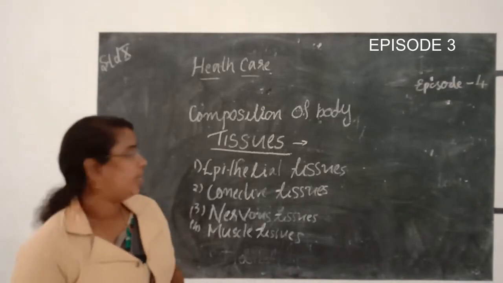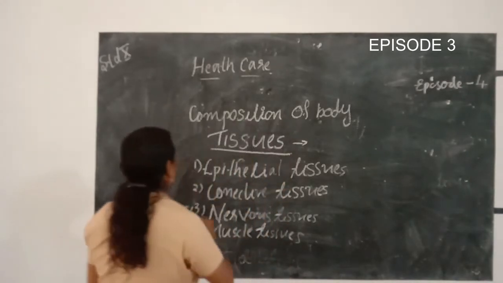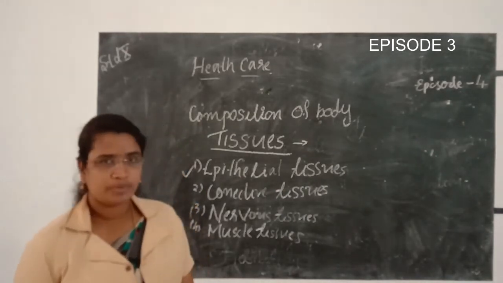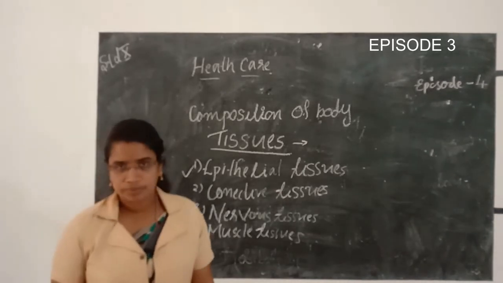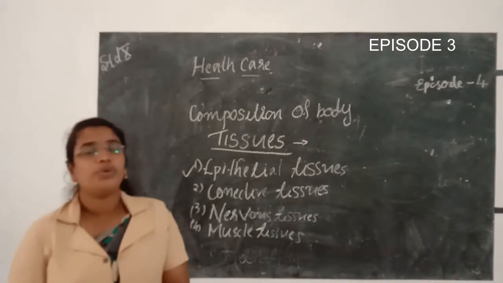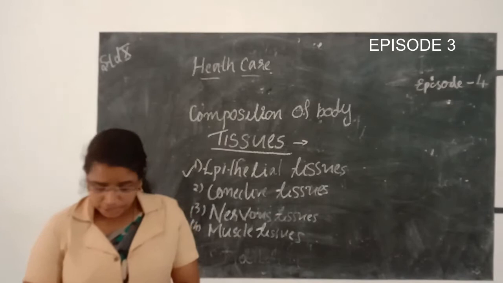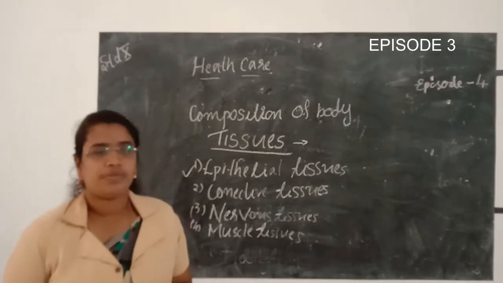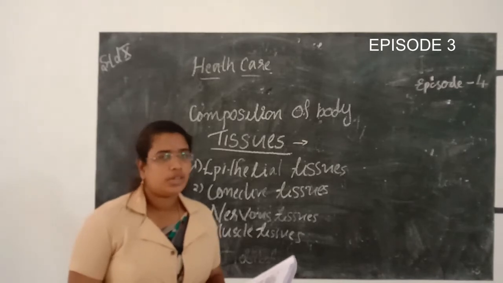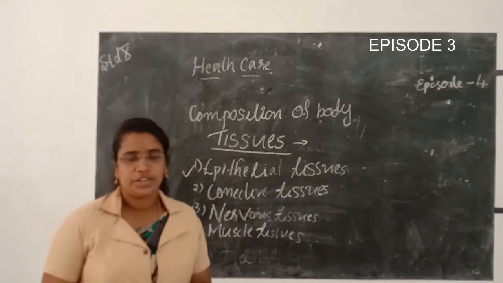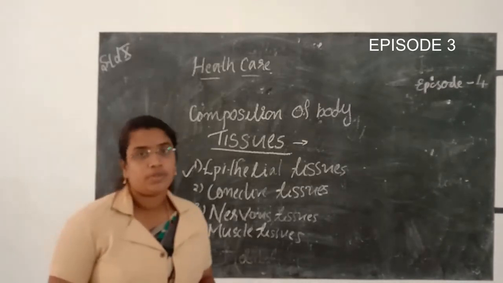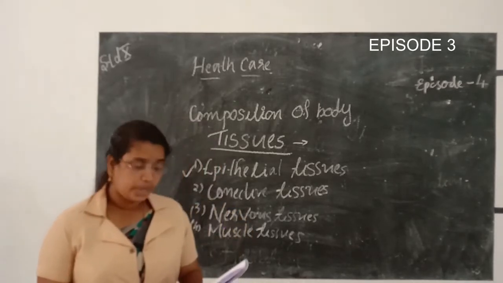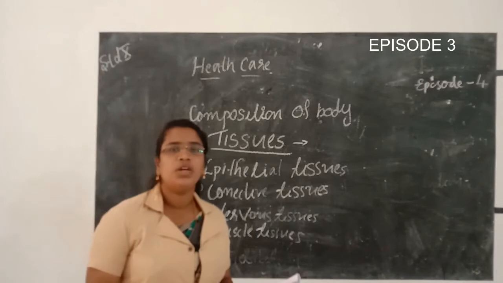First one, epithelial tissue. The tissue that covers the entire body surface and lines its cavities is termed epithelial tissue. Some epithelial cells are specialized to form glands.